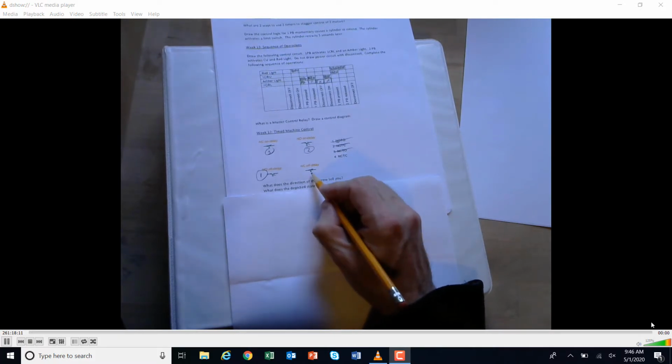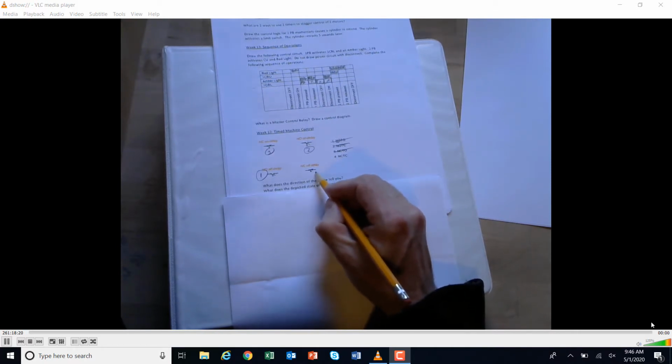And I bet that normally closed, timed closed. This is closed, and the arrow indicates that it's going to move down, which would be closed. So this must open and then close. So it's normally closed, timed closed.